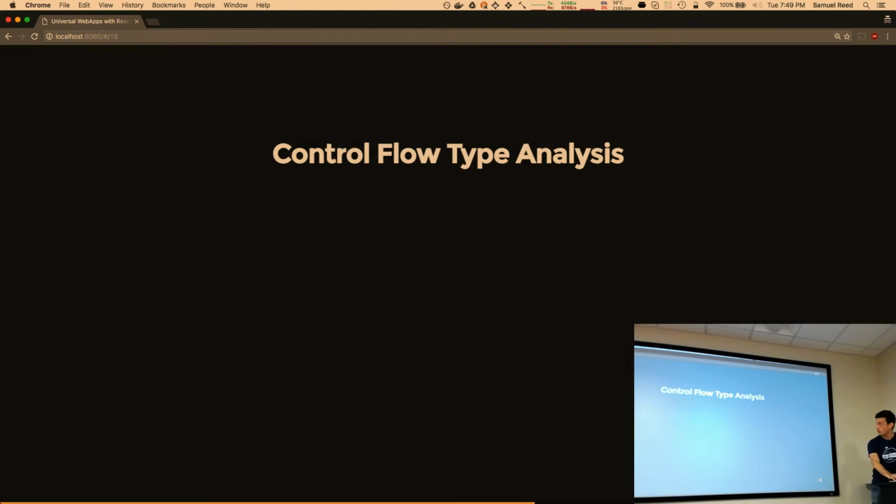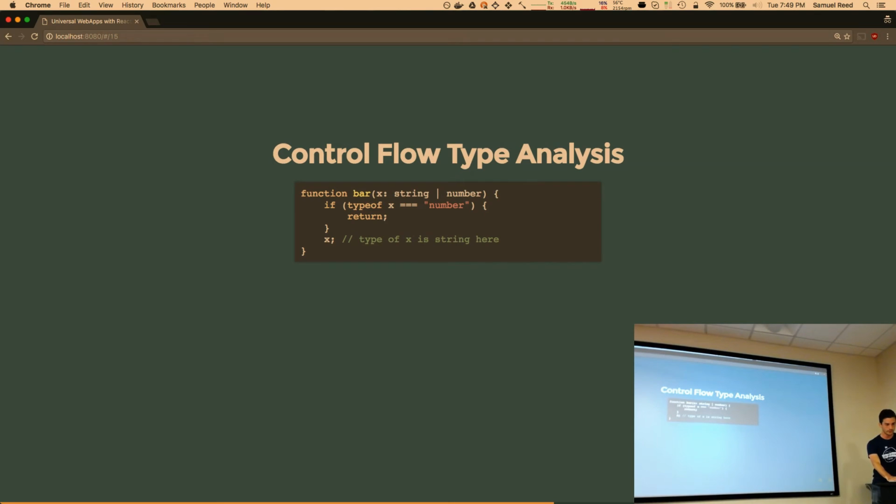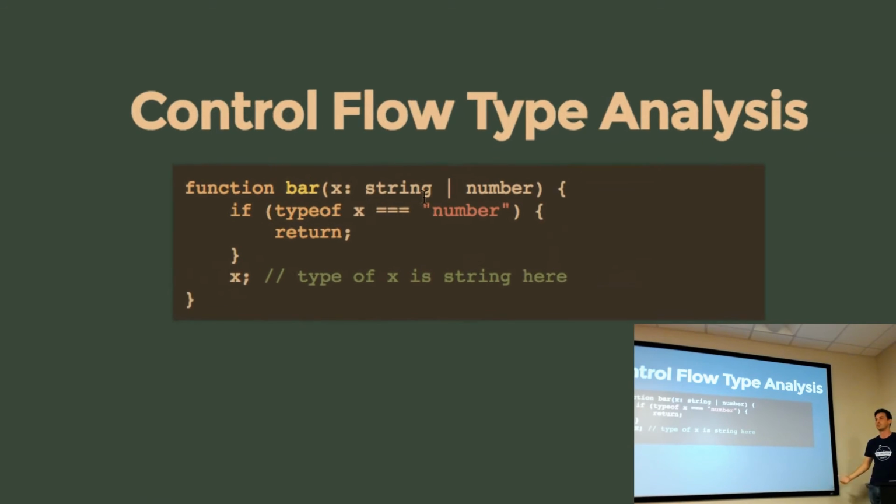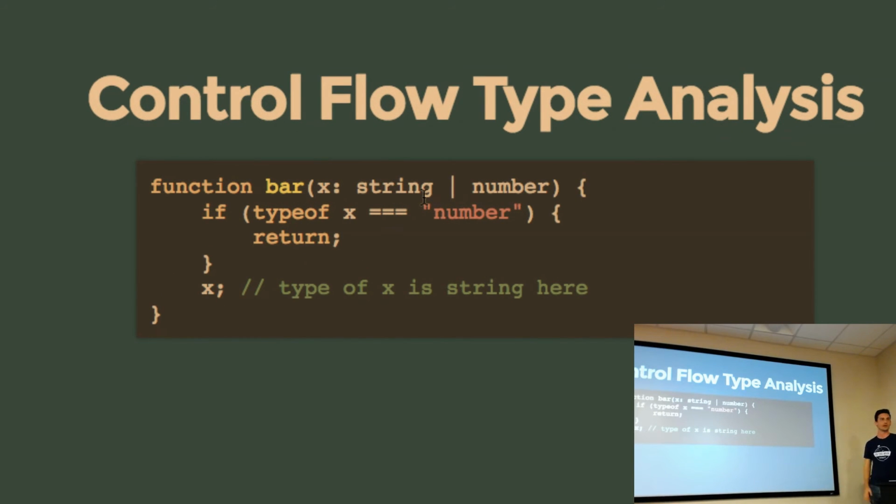So I'm going to get real quick into control flow type analysis. This is really simple. This is a thing that both TypeScript and Flow will do for you automatically. If you do any of these kind of classical type checks like this, typeof x equals number, equals string, equals symbol, you do Array.isArray, things like that, it understands a certain number of functions that refine types.